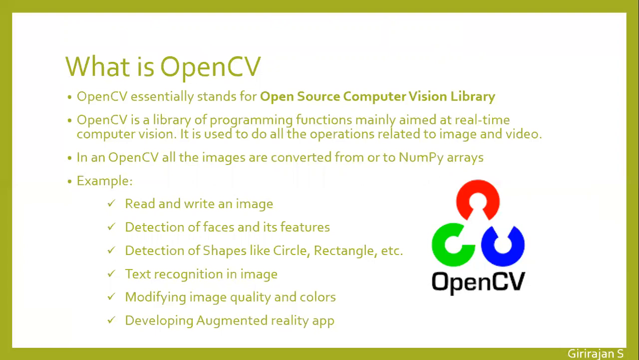So the examples are: read and write an image, detection of faces and its features, detection of shapes like a circle, rectangle, etc., text recognition in an image, modifying image quality and colors, and developing augmented reality apps.